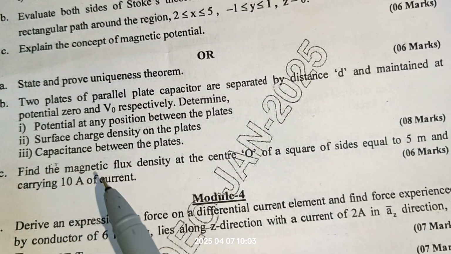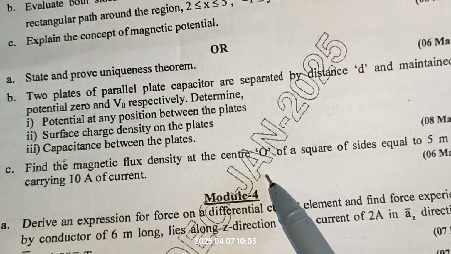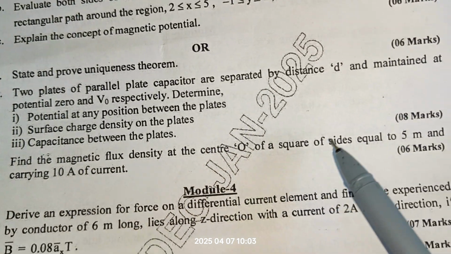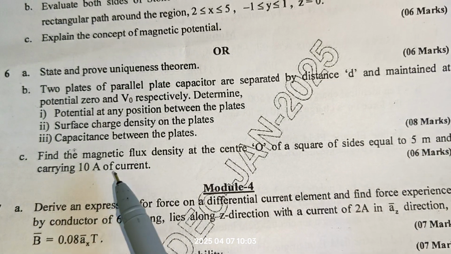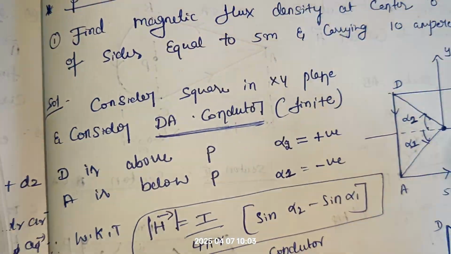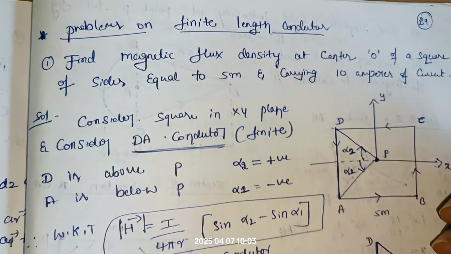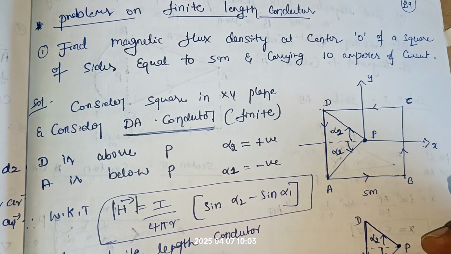So in this video, we are going to solve this problem: find the magnetic flux density at the center O of the square of side equals 5 meter and carrying 10 amps of current. Okay, so here is the same problem, I have written this: find the magnetic flux density at the center O of the square of side equals 5 meter and carrying 10 amps.